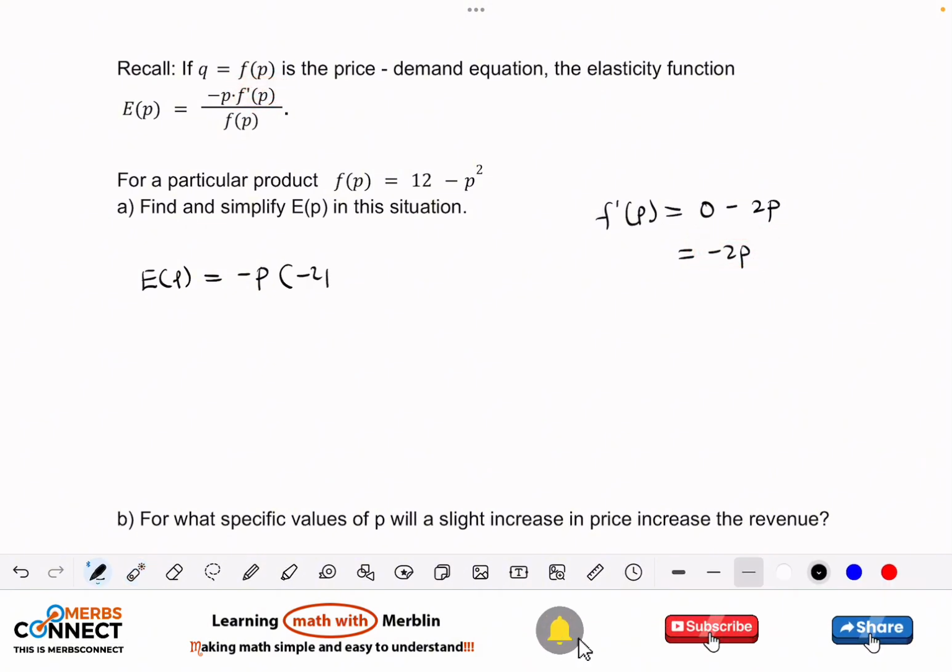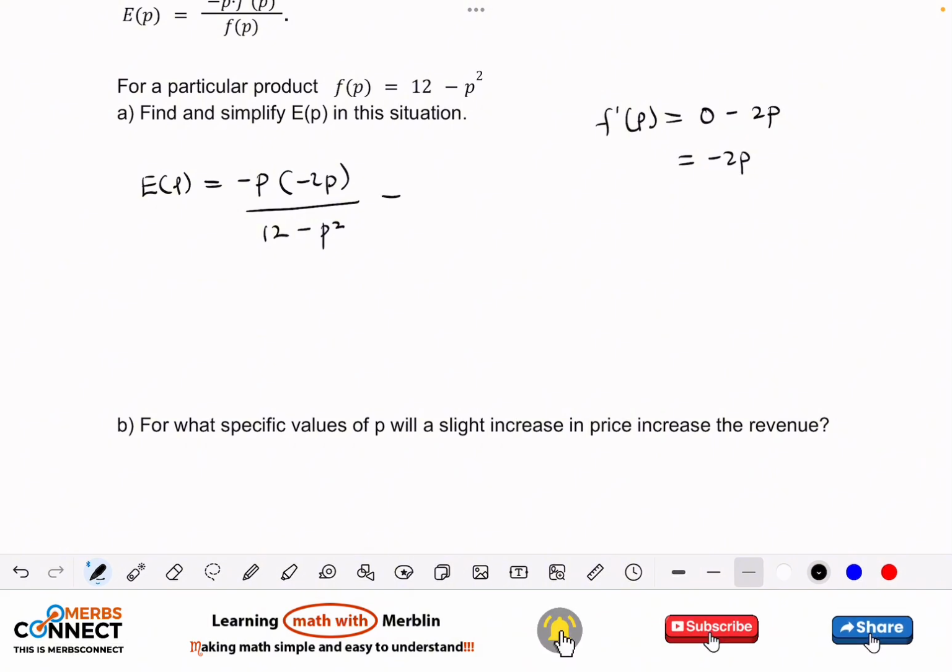So I'm going to have minus 2P divided by f of P, which is here. So I'm going to have 12 minus P squared. So this is going to give us minus will be positive. So we are going to have 2P squared divided by 12 minus P squared. So this is what you are going to get at the end of simplification. And as I said, you cannot cancel this and this. If you cancel that, you are going to have 2P squared divided by 6 minus P squared, which is not true. So you cannot do that. So you need to leave your final results in this form.